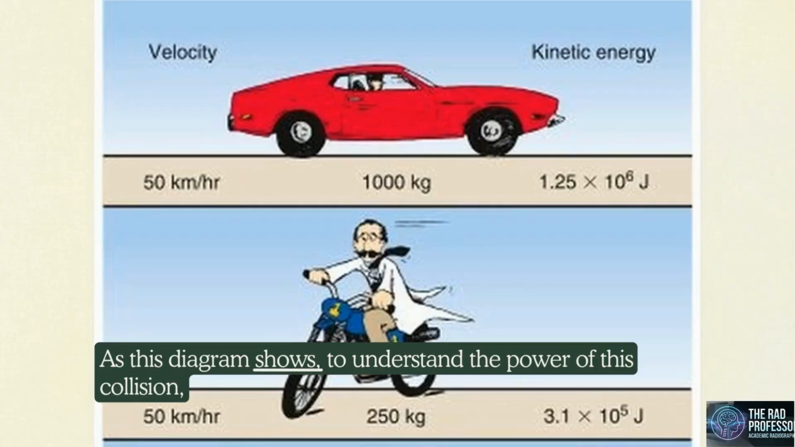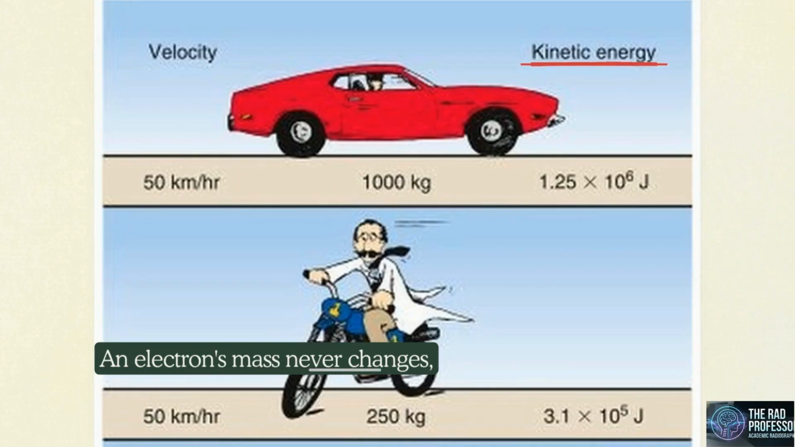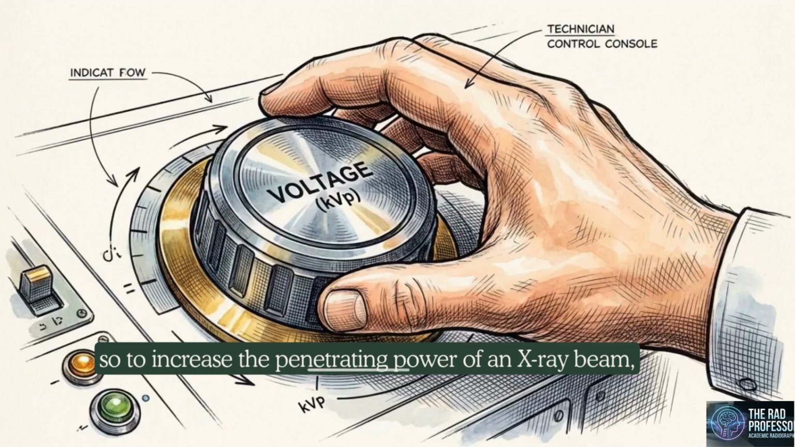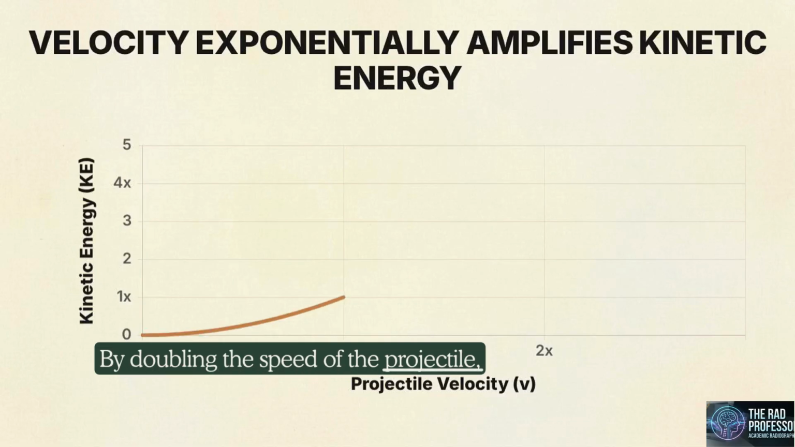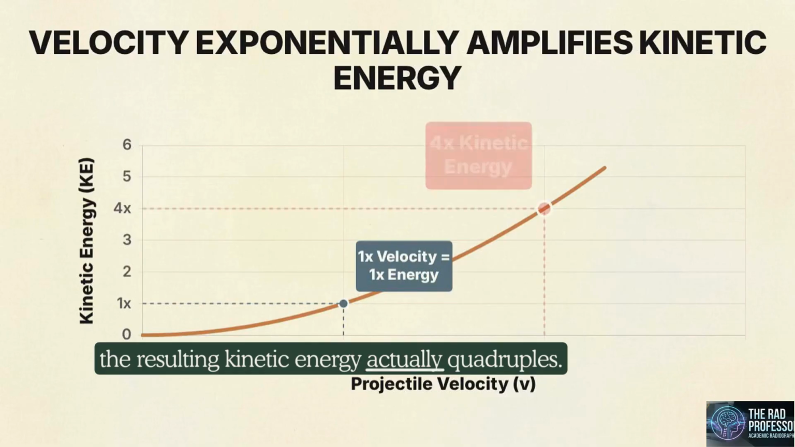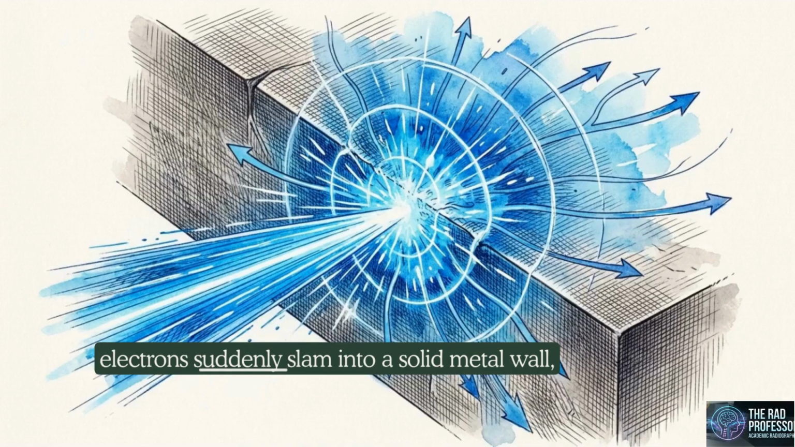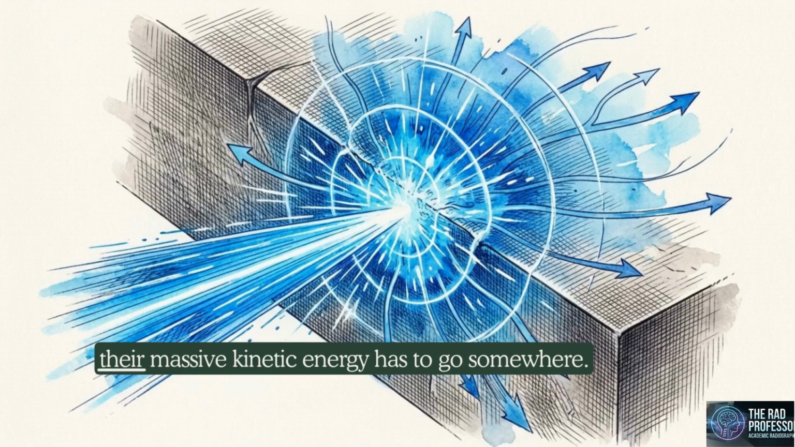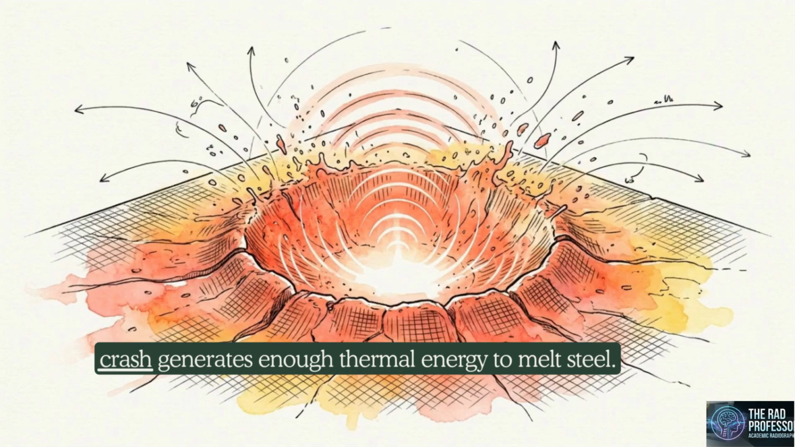As this diagram shows, to understand the power of this collision, we have to look at the kinetic energy equation. An electron's mass never changes, so to increase the penetrating power of an X-ray beam, the operator increases the voltage, which drives up the velocity. By doubling the speed of the projectile, the resulting kinetic energy actually quadruples. When trillions of these hyper-accelerated electrons suddenly slam into a solid metal wall, their massive kinetic energy has to go somewhere. The friction from this subatomic crash generates enough thermal energy to melt steel.